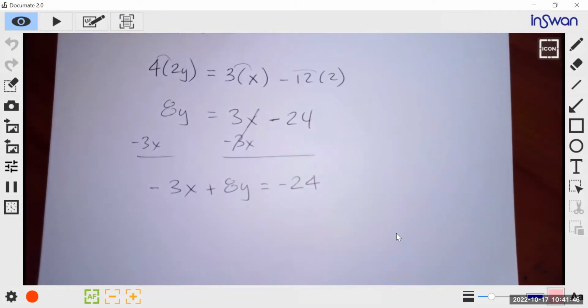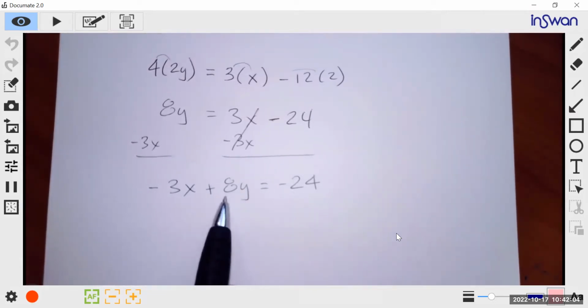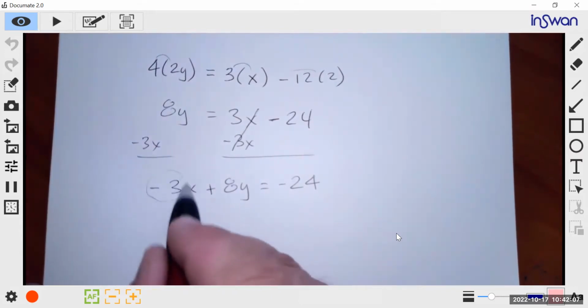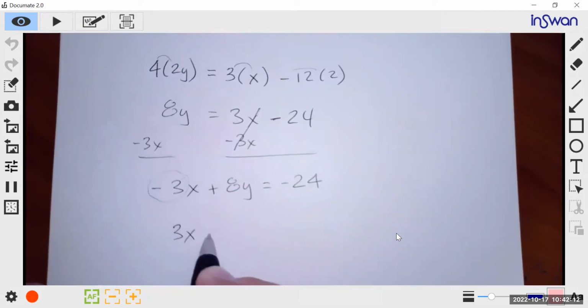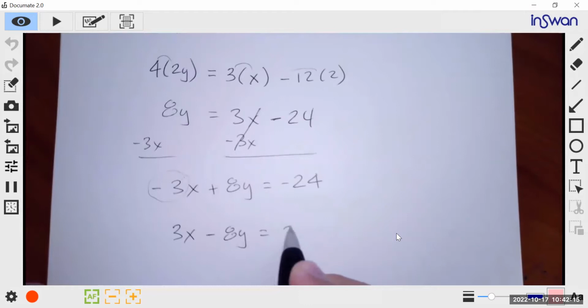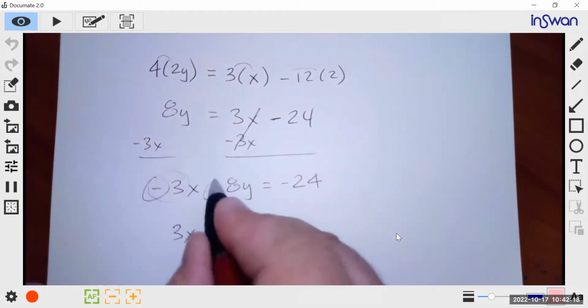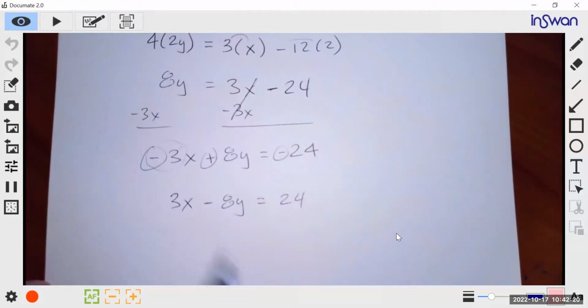Are we done? Why not? You're right, no, we're not done. We have no fractions. We have x and y on one side, but A, the leading term of x, has to be positive. So we change the signs across the board. And there's our final answer in standard form.